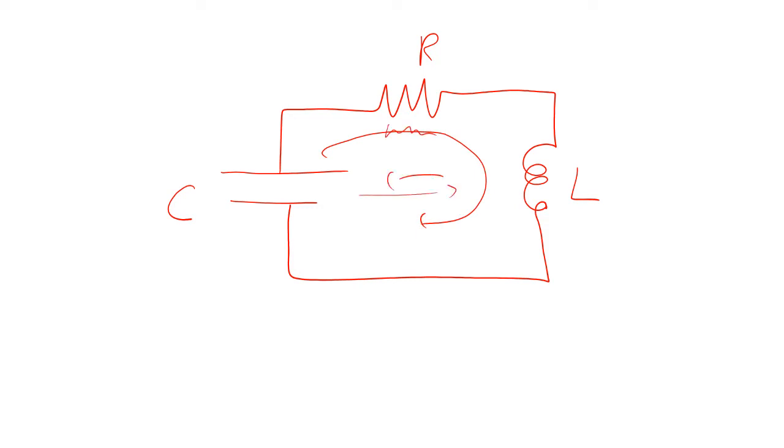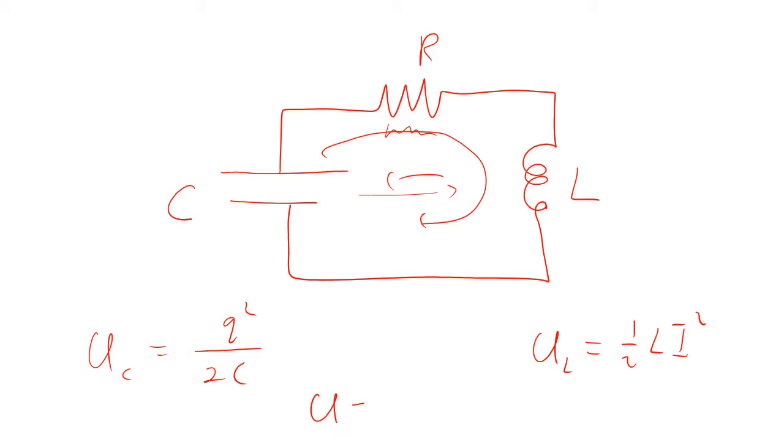Otherwise, energy is just going back and forth between the two other elements. The capacitor and the inductor just share the energy without loss. So the energy in the capacitor is going to be Q squared over 2C. The energy in the inductor is going to be 1/2 L I squared. And so what's happening is the total energy in the circuit is going to be the energy in both of those. But as it flows, the rate of change of that total energy is going to be I squared R, because the power dissipated in the resistor is I squared R.